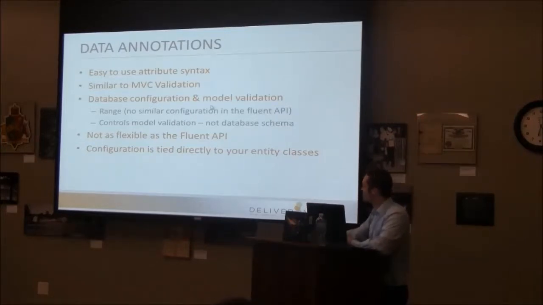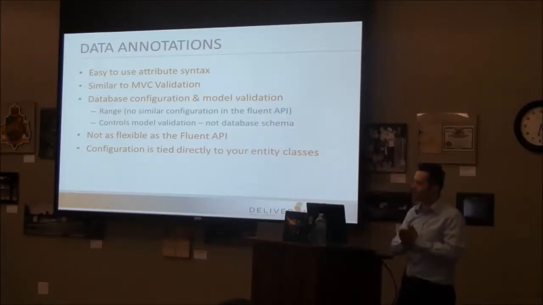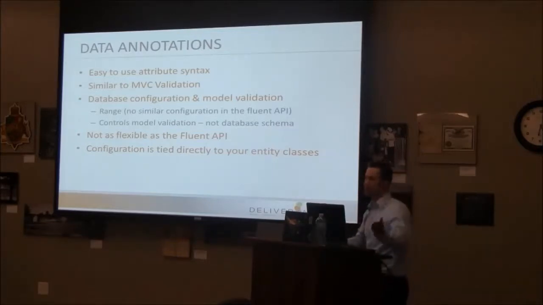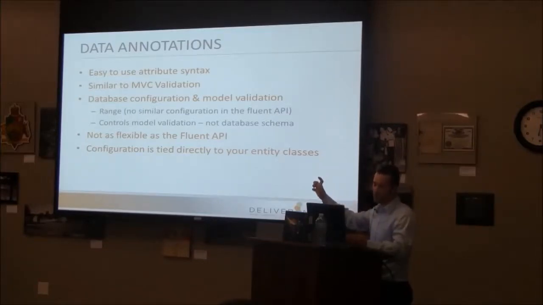One of the nice things that it does give you is it both provides database configuration and model validation. So going back to my first name example, if I say the max string length is 64 characters, then it'll create the database column as nvarchar 64. But then what it'll also do is when I try and create a new customer and I set the first name to something that's larger than 64, it'll actually throw a validation exception when I try and save the model before it ever tries to go to the database.